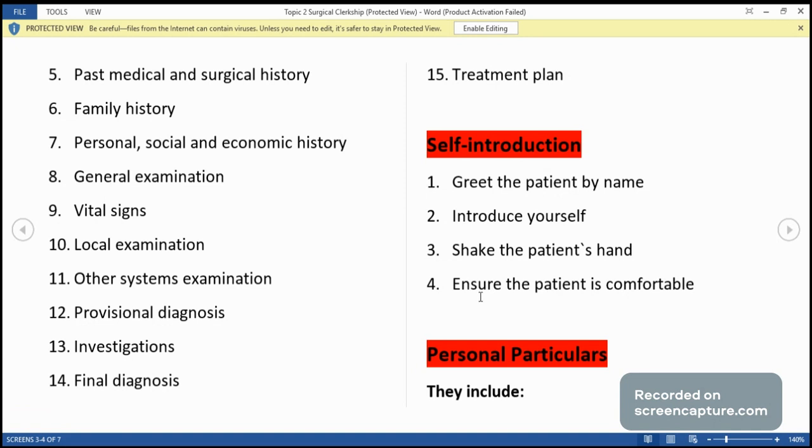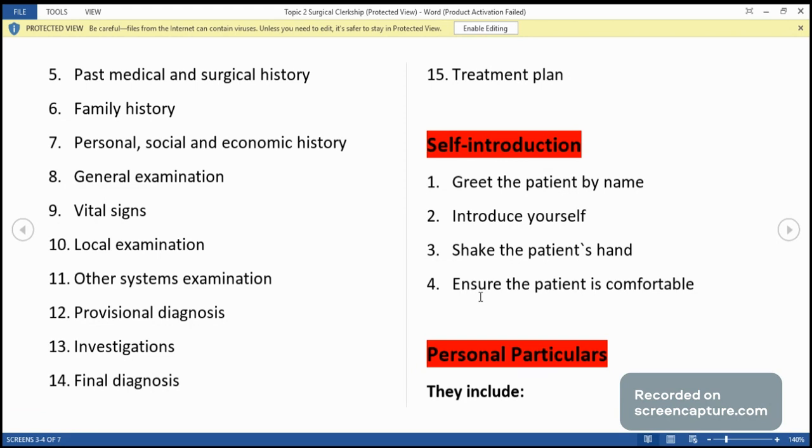Hello, Elizabeth. How are you today? And then you introduce yourself. I am Dr. Ouma. I'll be the one who will be taking care of you today, or I'll be the one handling your situation today. So whatever you want to say, as much as it's polite. You can either shake the patient's hand. There are some cultures that do not require shaking of hands, so they'll reject your hand. So you should also be keen.